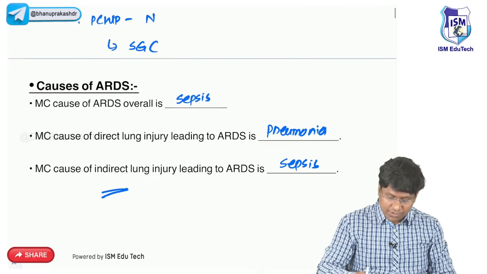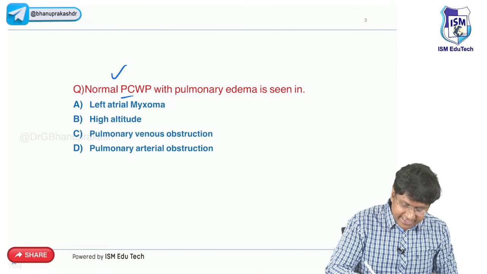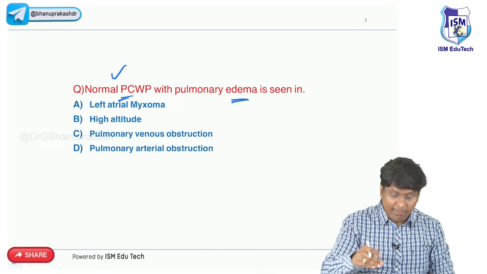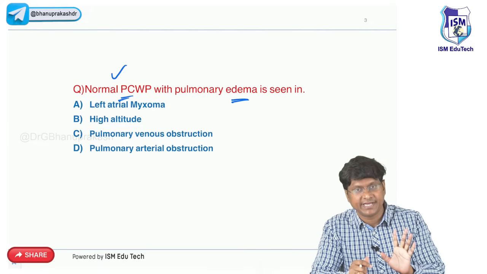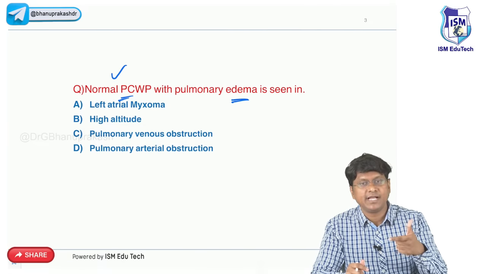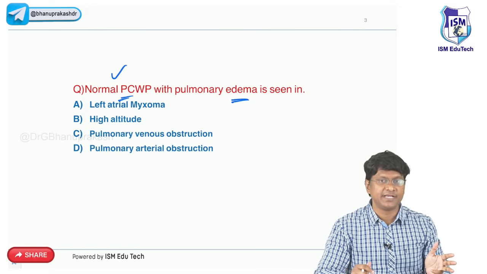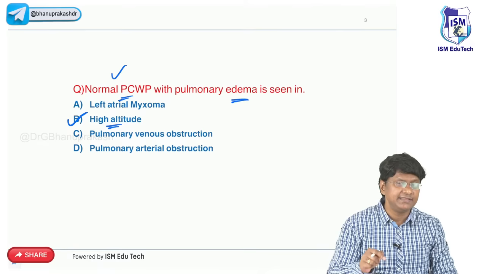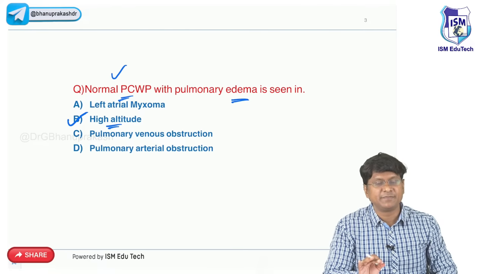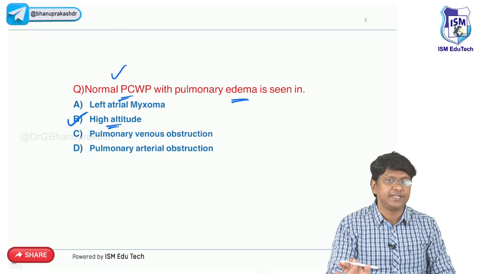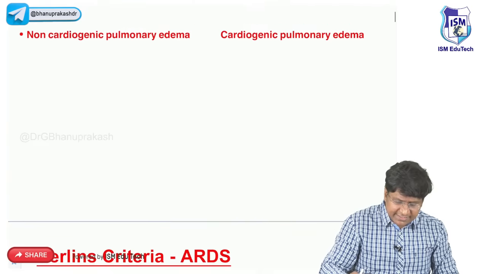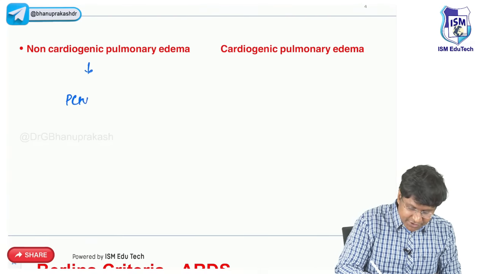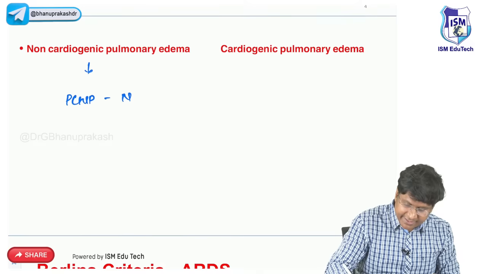Okay, right. Now you see this question. Normal pulmonary capillary wedge pressure with pulmonary edema is seen in. Now, you should know, among these, the one which will be causing ARDS. So, left atrial myxoma, high altitude, pulmonary venous obstruction, pulmonary arterial obstruction. The one which can cause ARDS in this patient is high altitude. And in these patients, you will have normal pulmonary capillary wedge pressure with pulmonary edema. So the difference between non-cardiogenic and cardiogenic is the pulmonary capillary wedge pressure. Here it will be normal and here it will be elevated.